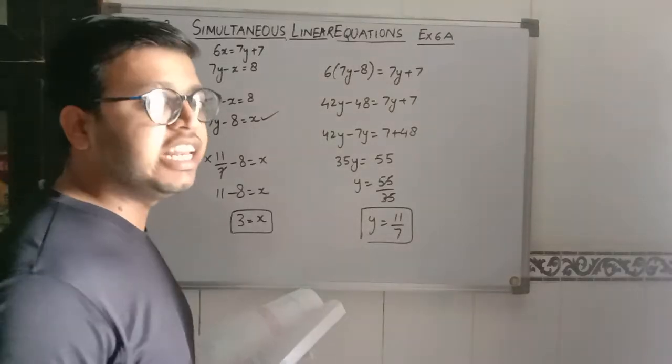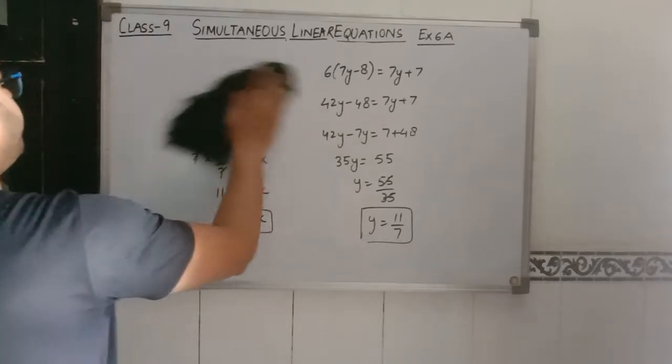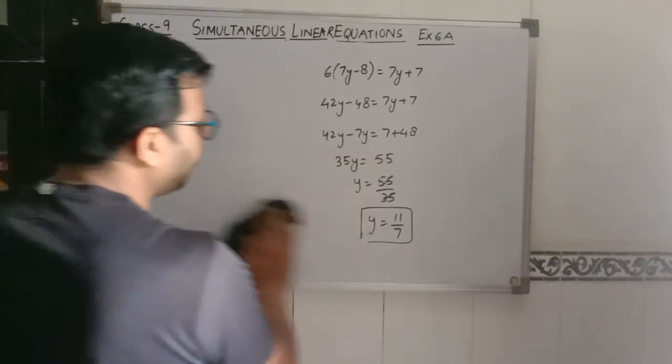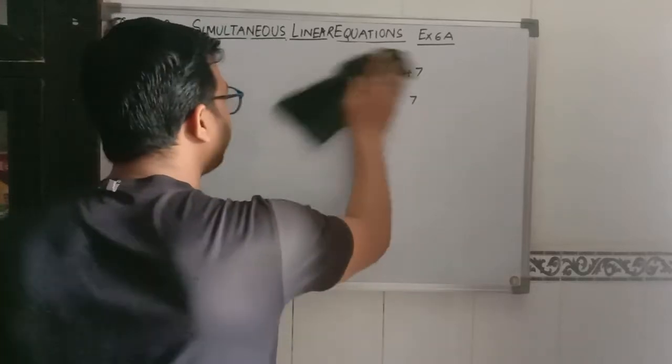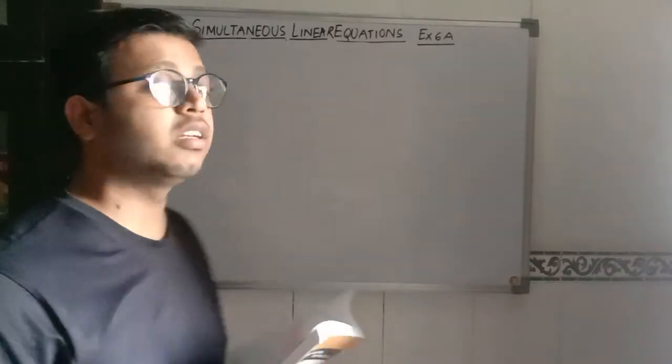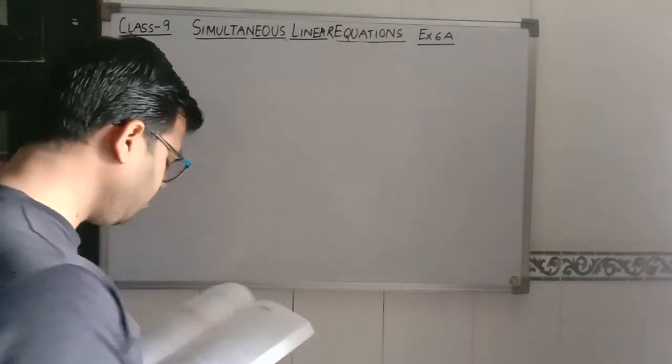You can take any of the variables, like you can make y the subject and place it, or you can make x the subject and place it. But remember that you have to make the subject from one equation and you have to place that value in the other equation. Then only your answer will come.